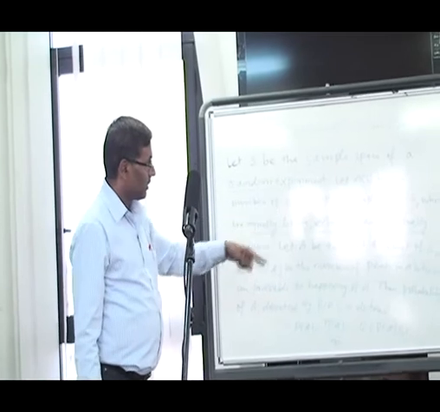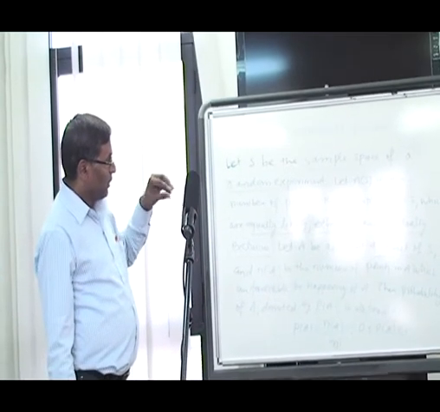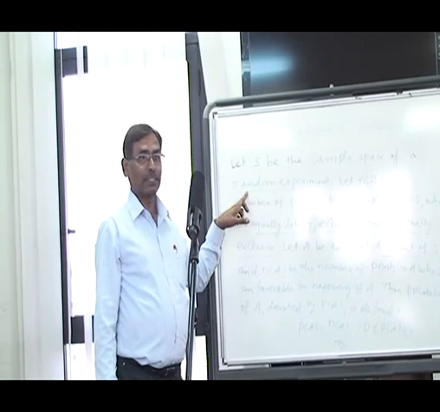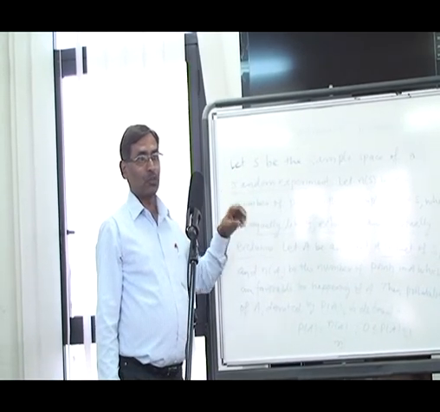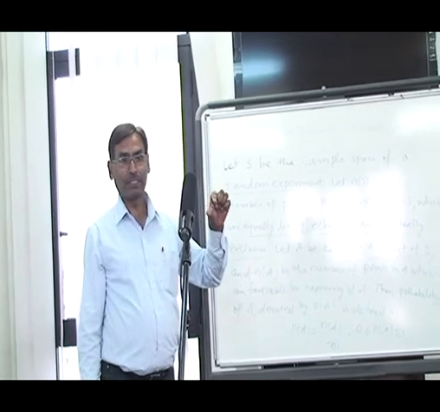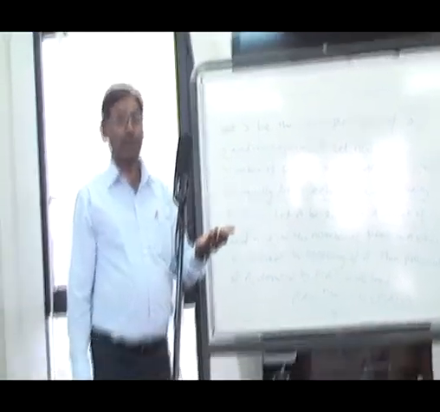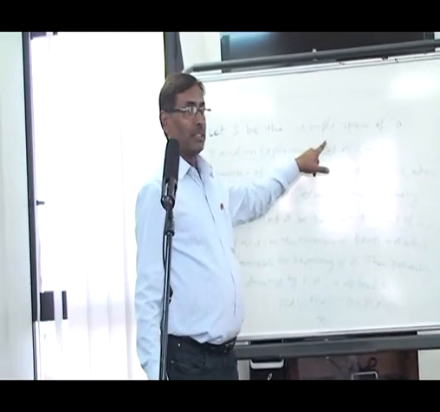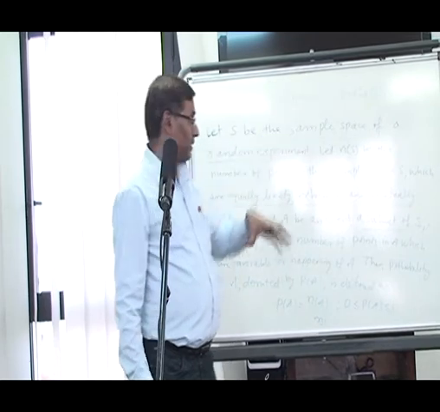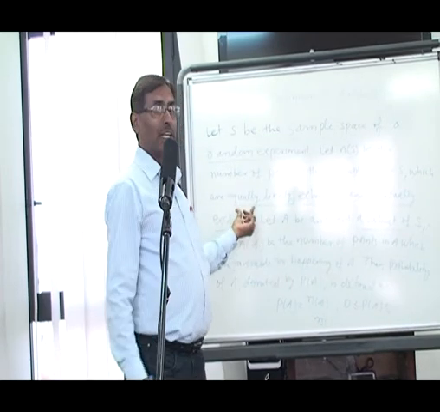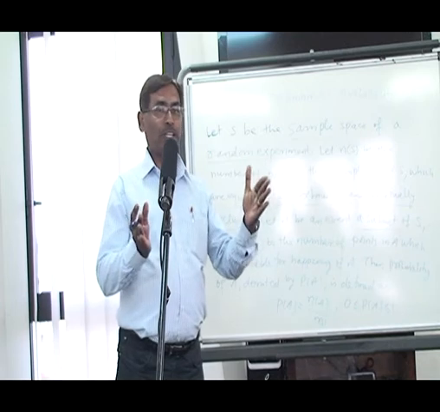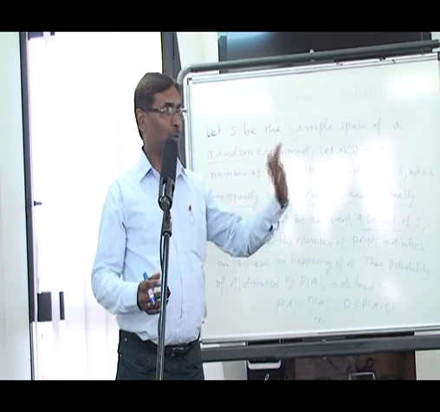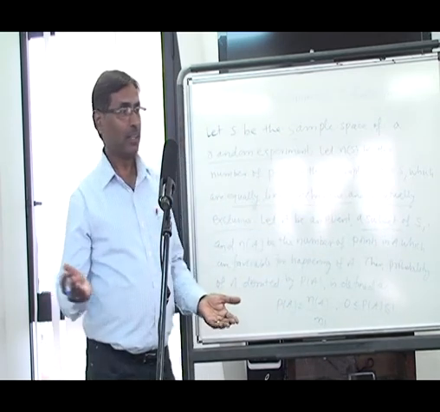If you see carefully all the terms, which term is the main term here? Random experiment. First, we are deciding about the random experiment. Once you decide about the random experiment, that will give you the sample space. In the sample space, all the points are equally likely. Equally likely means that you cannot distinguish between two points. You cannot say that this point is more favorable than that point.